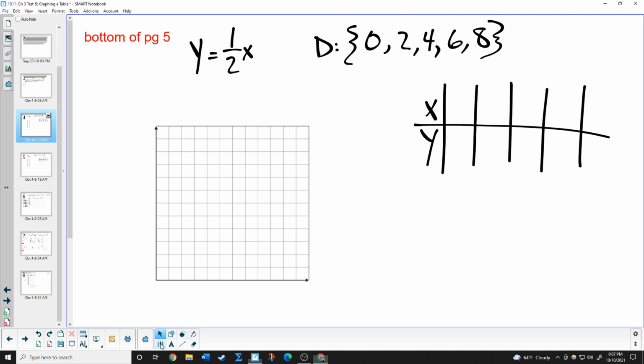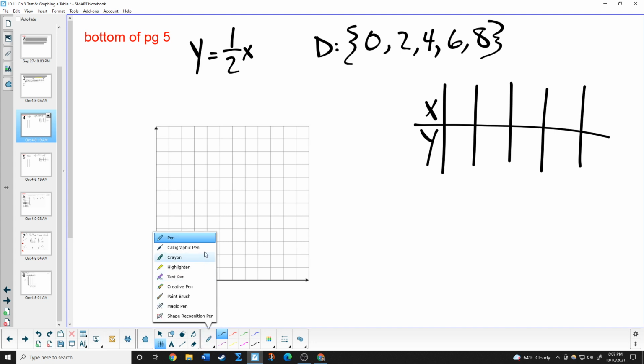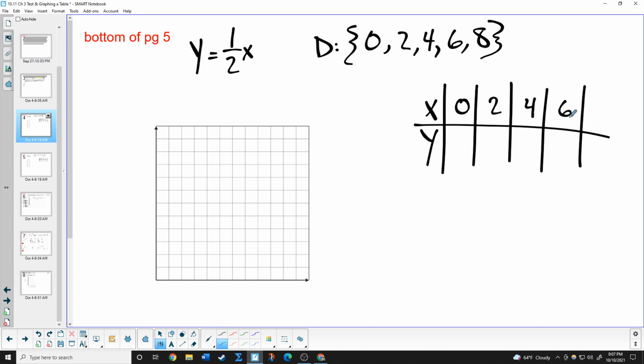So what we're going to do, we're going to go ahead and plug in these numbers for x. Let's do that. We're going to have 0, 2, 4, 6, and 8. These are the only x values that we're going to use because it specifically says in the problem that this is the domain. These are the only x values we care about. So we're going to plug in these x values and we're going to see what we get for y.